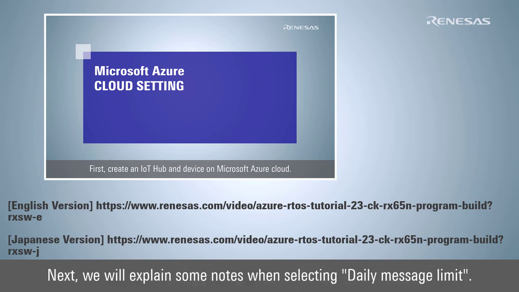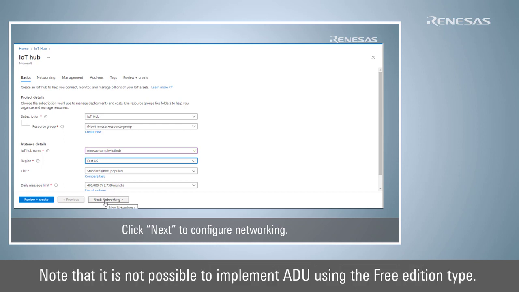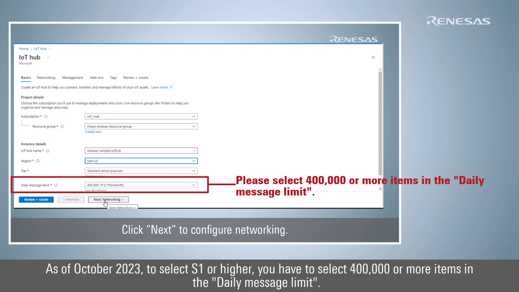Next, we will explain some notes when selecting the daily message limit. To implement ADU, it is necessary to select the standard tier and edition type S1 in the pricing options for the IoT Hub. Note that it is not possible to implement ADU using the free edition type. As of October 2023, to select S1 or higher, you have to select 400,000 or more items in the daily message limit.